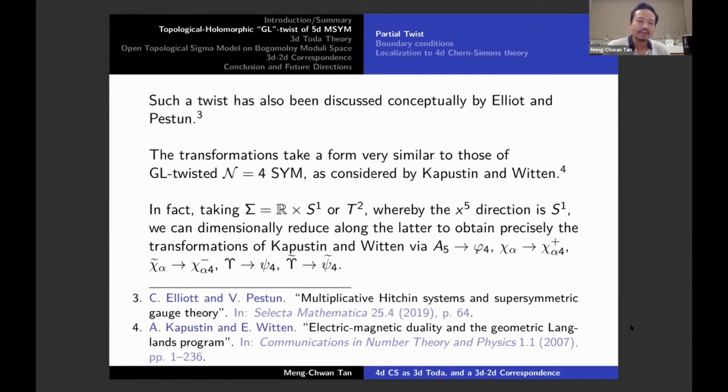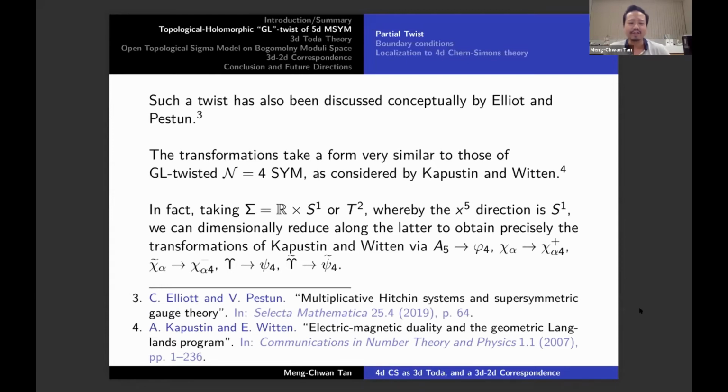So, but such a twist has also been discussed conceptually by Elliott and Pestun in their paper on Hitchin systems and supersymmetric gauge theory. The transformations take a form that's very similar to those of the GL twist in N=4 super Yang-Mills, as studied very well by Kapustin and Witten.